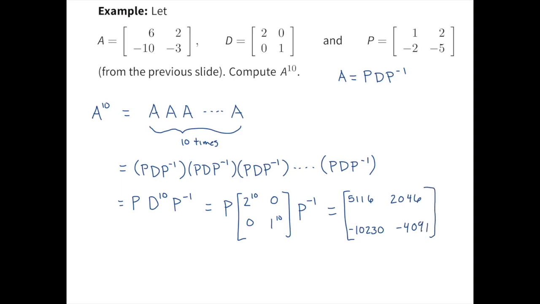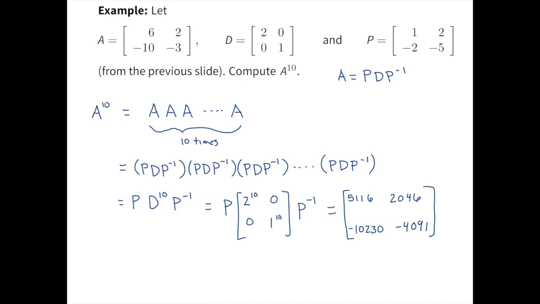Okay? So the advantage of doing this was that it's really hard to raise a matrix to a high power, especially if there's entries in every single spot. But if you're just raising a diagonal matrix to a high power, all of a sudden that computation becomes very easy. You just have to raise the values on the diagonal to that power, and then you just have to multiply by the P and the P inverse, and you get your answer. Okay, so that's one way we can use diagonalizable matrices to sort of simplify computations.